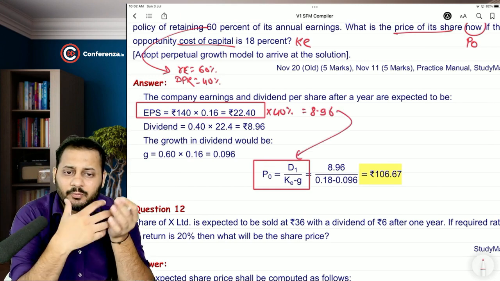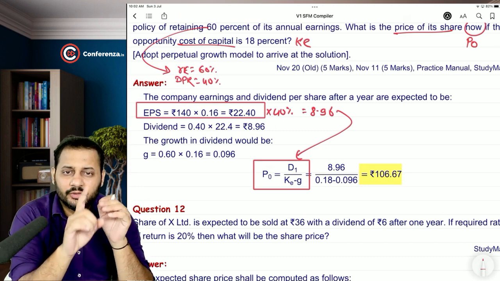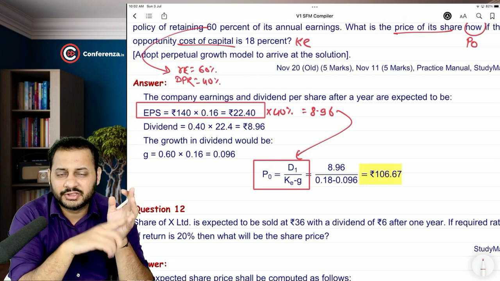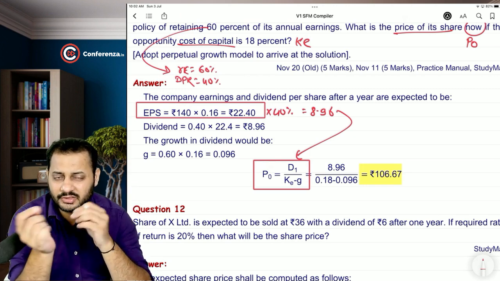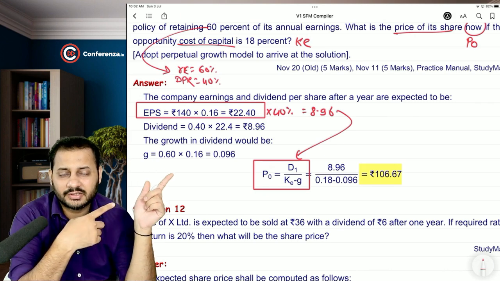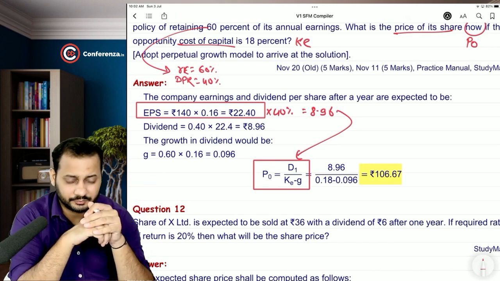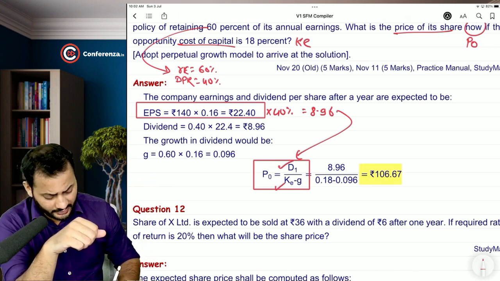Sir, why 8.96 is taken as D1 and not D0? I already told you, unless otherwise specifically mentioned that the given dividend is of a previous year or current year or any hint is given, we are going to assume that as D1, and that's why we have taken 8.96 as D1 only. So we have the D1, we have the cost of equity.